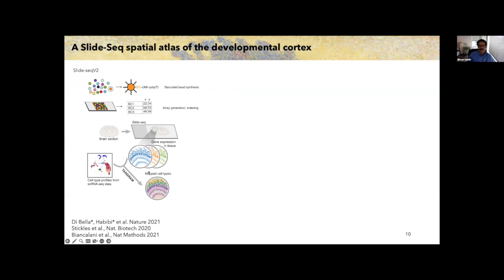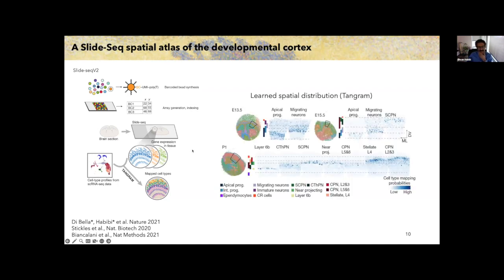And we actually later used Tangram, a deep learning approach that has been developed in Aviv's lab, which uses the single cell data that we defined and annotated, and also takes the spatial profiling data from the same region with the same age or tissue to map the cell types to their tissue. So just briefly, Tangram first randomly places the single cell profile in a space and then computes an objective function that mimics the spatial correlation between each gene in single cell and the spatial data.